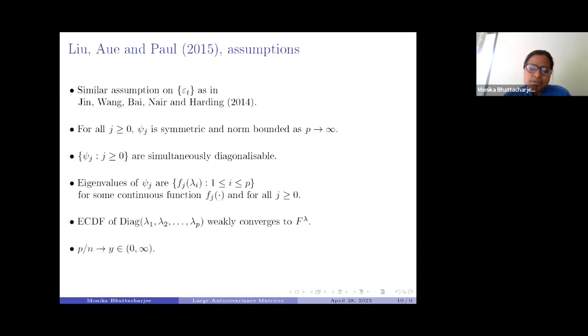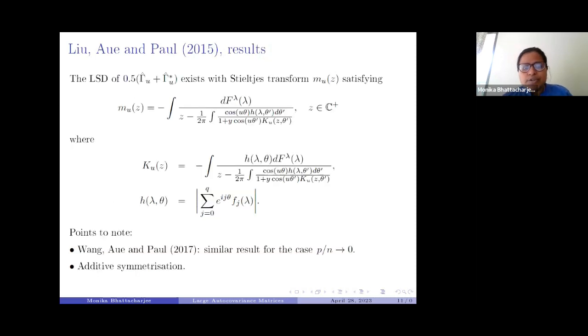They also consider the regime where p by n goes to some constant y, which is strictly greater than 0 and less than infinity. Under all these assumptions, they prove that the LSD of the symmetric sum of sample autocovariance matrices exists for a moving average process of order Q. Q can be infinity as well. Of course, this equation is very cumbersome. I'm not going through it because unless you are familiar with this type of thing, you will not be able to understand what this equation means, so I will not discuss that at this point.